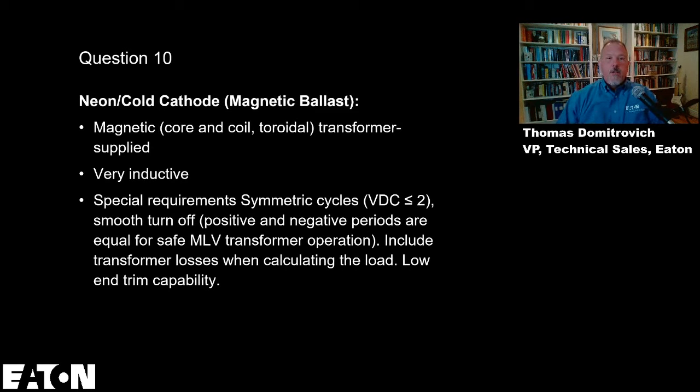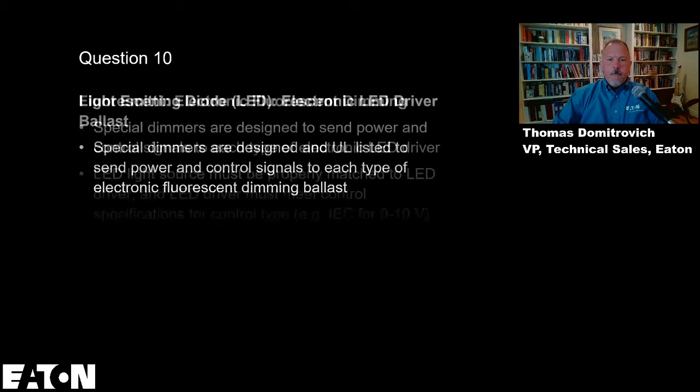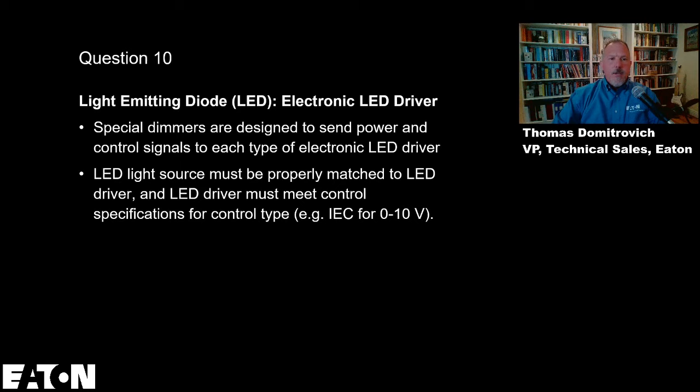Neon, cold cathode, magnetic ballast. These are very inductive types of loads. There are special requirements, symmetric cycles for smooth turn on and off. They include transformer issues when calculating the load, low end capabilities and whatnot. And then you have your fluorescents. They're special dimmers designed from a UL perspective for those applications. And there's another one here too. So these are your light emitting diodes, LED drivers. Special dimmers are designed to send power and control signals.